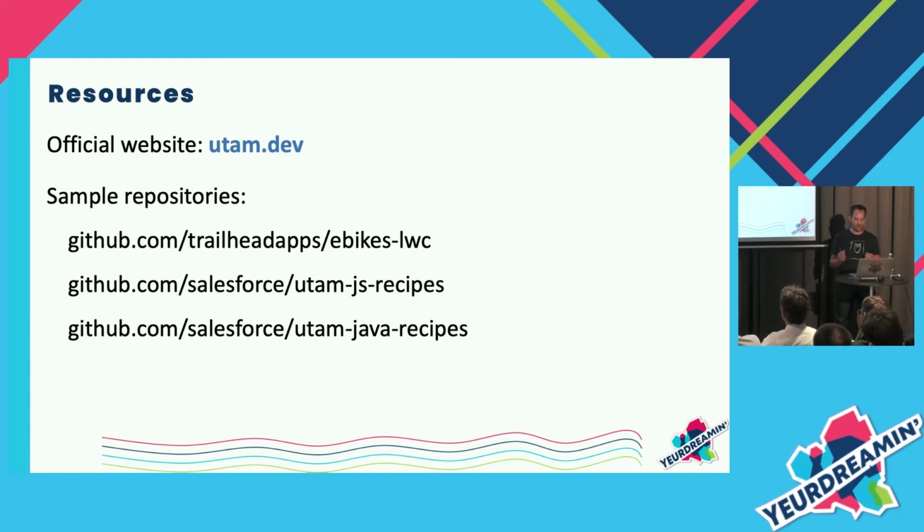I started with eBikes. eBikes is my little baby here. It's one of our sample assets we maintain. What I like about eBikes is that it's actually closer to a real-life application because there are a lot of different components involved and there's a bit more complexity. But if you want smaller examples, we have 2 additional repositories, UTAM.js repositories and UTAM Java repositories, for small code examples with very isolated examples, both in Java and JavaScript.